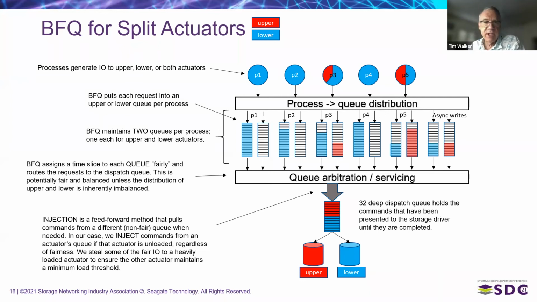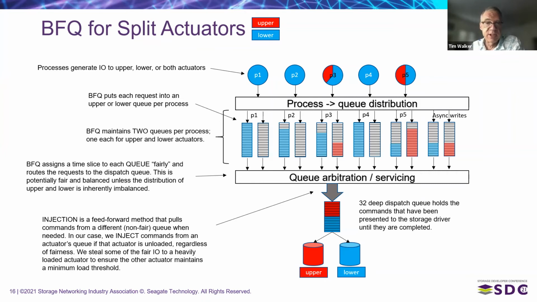The IO scheduler does not redistribute the load over the actuators. The IO scheduler's job is to ensure that if there's any work anywhere in the system queues for an actuator, that the actuators stay busy. If there's no red in this picture, no work for the upper actuator, we are not going to redirect lower actuator work to the upper actuator. But if there's any commands at all, any requests at all in the system for the upper, then we're not going to let the upper go idle. And same thing for lower.